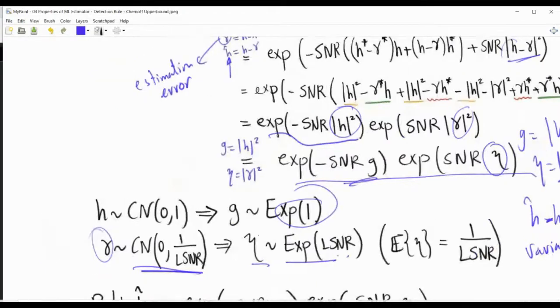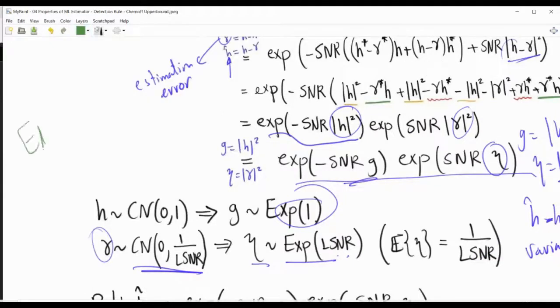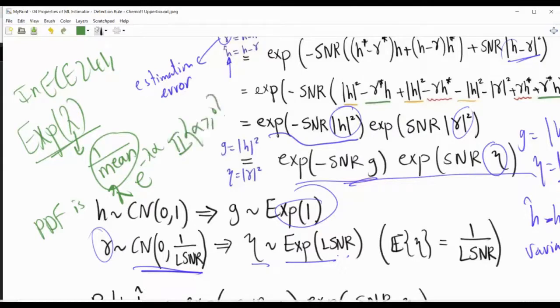The notation may be important: if I write exponential lambda in this course, lambda is 1 over the mean value. So in ACE 244, for the exponential distribution, lambda is not the mean. Lambda is 1 over the mean. And the PDF is lambda times exponential of minus lambda alpha, for alpha greater than or equal to 0.